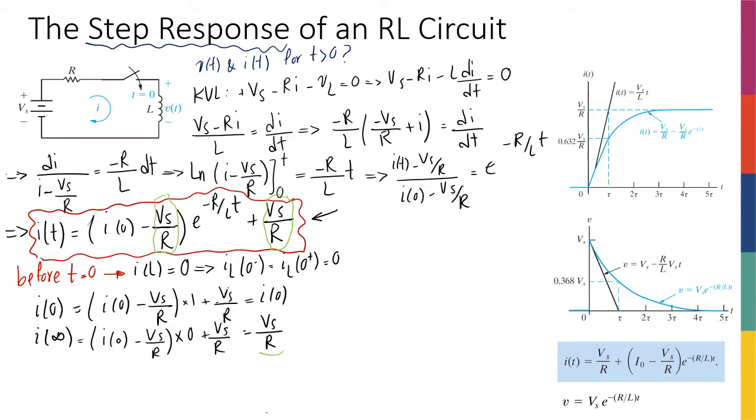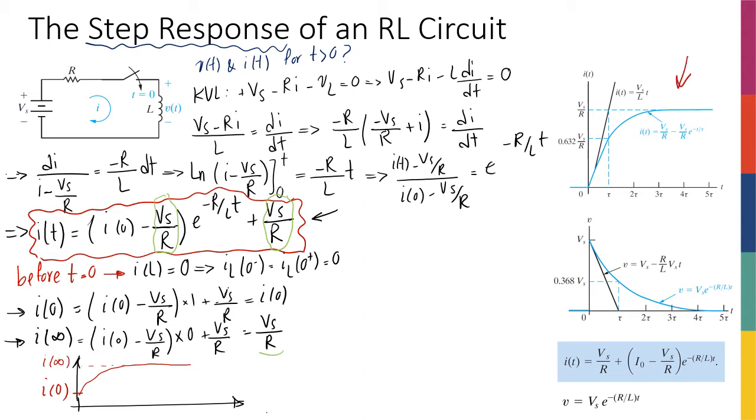Basically, what these two expressions are telling me is that my current starts from some I0, I at 0, and then I'm going to have an increasing exponential toward another steady state, which we can call I at infinity. So this is how it looks.